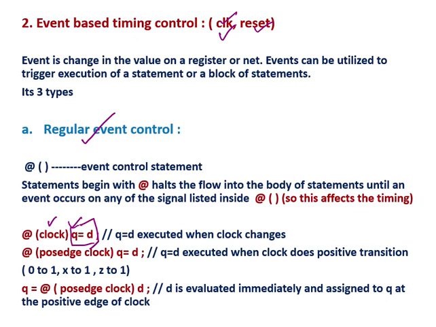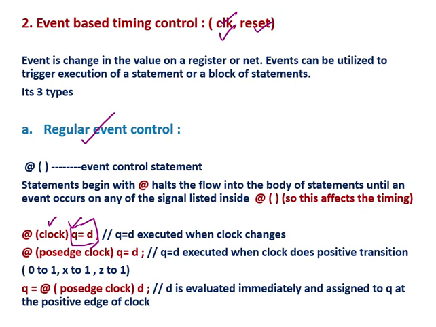Okay, if I write @(posedge clock) q = d, it means only at the positive edge of the clock will the value of d be assigned to q. So q = d is executed when the clock makes a positive transition, 0 to 1. The transition can be 0 to 1, or x to 1, meaning unknown to 1, or floating z to 1, meaning high impedance to logic 1.